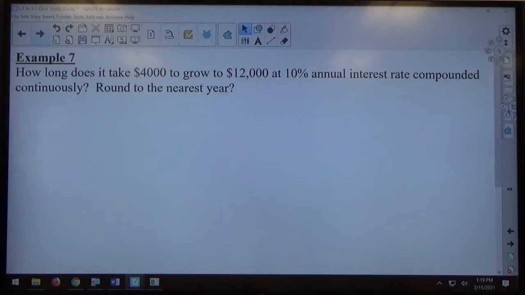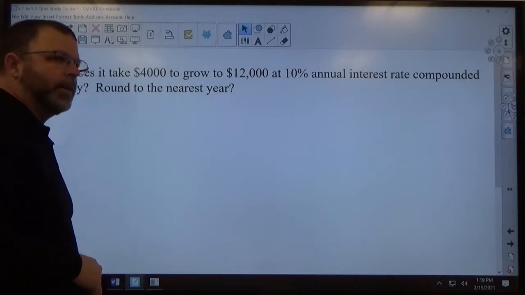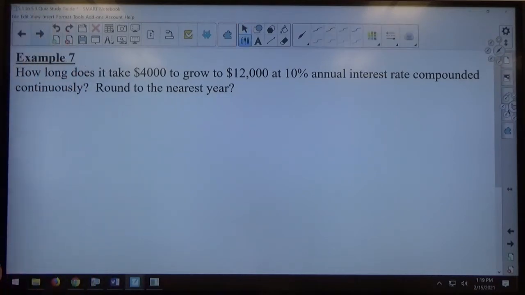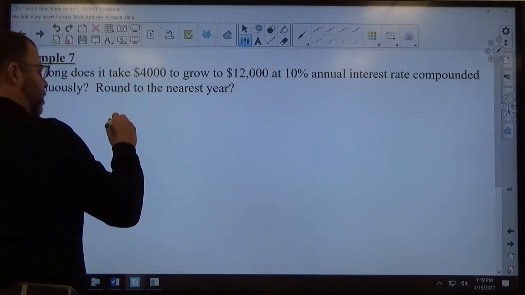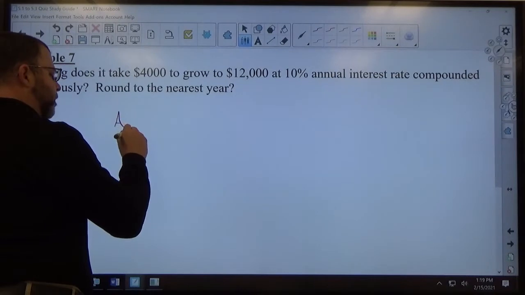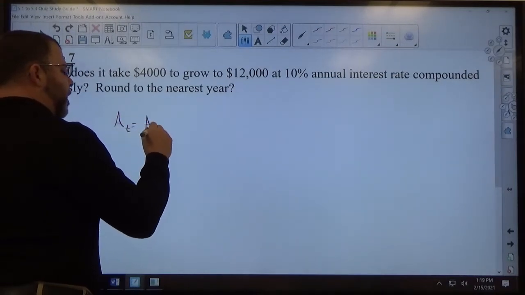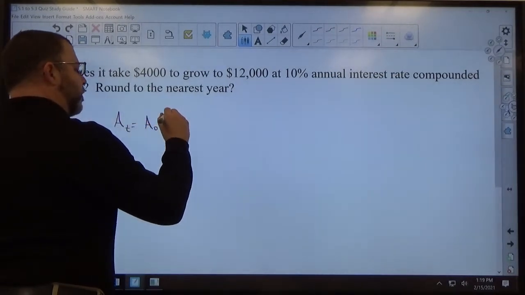Okay, example 7 says, how long does it take $4,000 to grow to $12,000 at 10% annual interest rate, compounded continuously, round to the nearest year? So now, we did continuous compounded interest in chapter 6.2. And if you recall, the formula for continuously compounding interest is the final amount of money in our account equals the original amount of money in our account times e to the RT power.